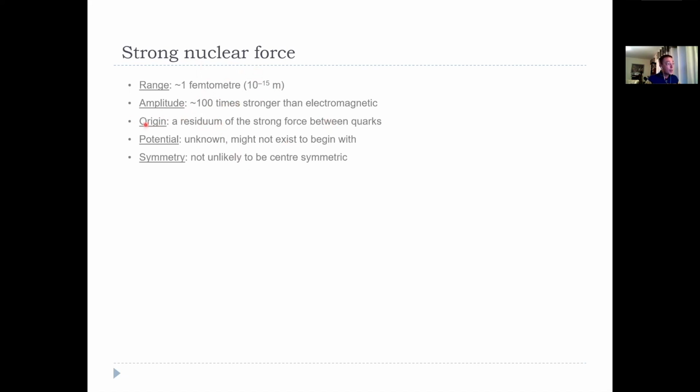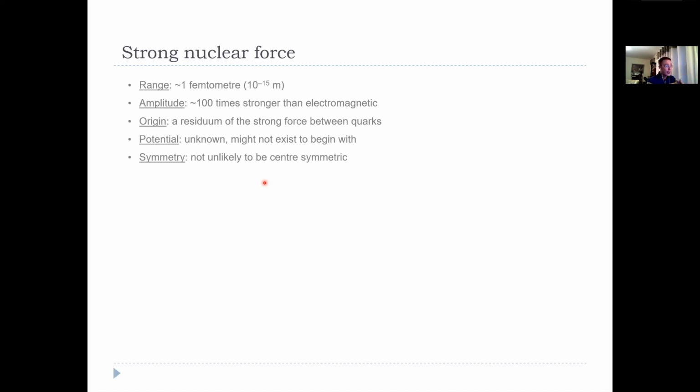It has a complicated origin. It's a residuum of the strong force between the quarks. Very roughly speaking, I'm simplifying here, the strong force that keeps the nucleons together bears the same relationship to the strong force that binds the quarks as the van der Waals interaction bears to the Coulomb interaction.